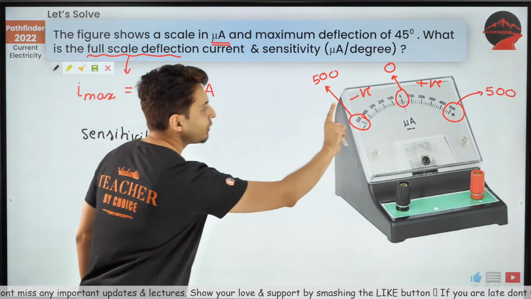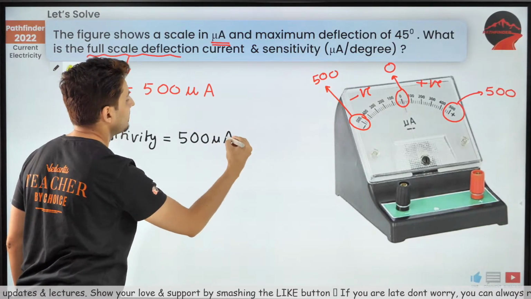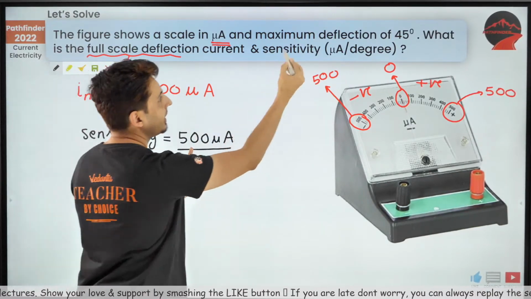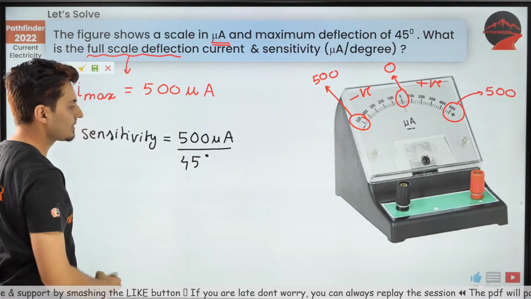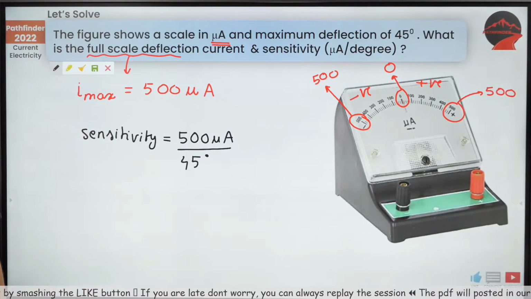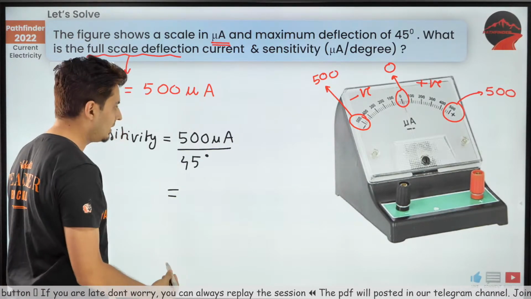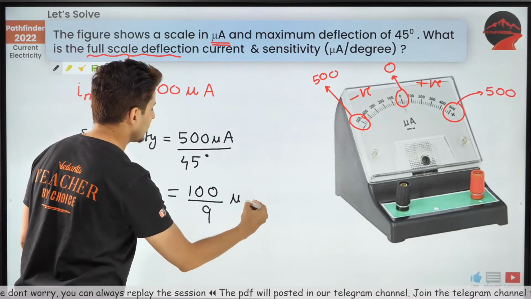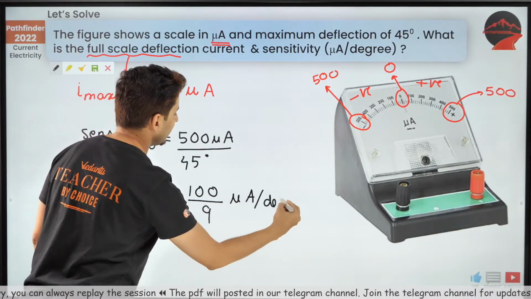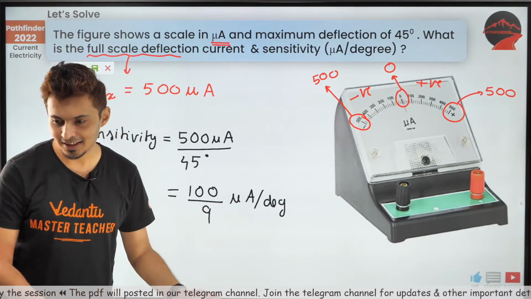So you can see for 500 microamperes, it deflects by how many degrees? It deflects by 45 degrees. Isn't that correct guys? It deflects by 45 degrees. So just divide by 5, numerator and denominator. That's going to be 100 by 9 microampere per degree. That's your final answer.